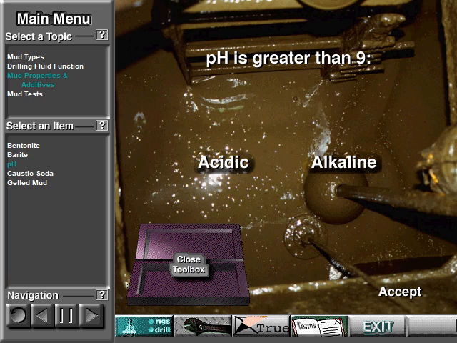Pop quiz. We have said that most drilling muds should have a pH of 9 or greater. Would the mud be called acidic or alkaline? That's right.